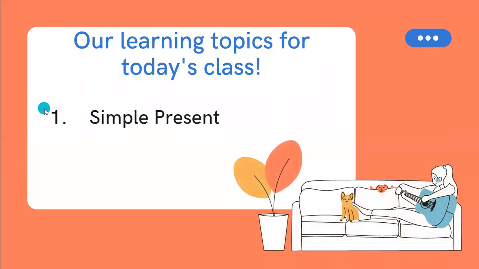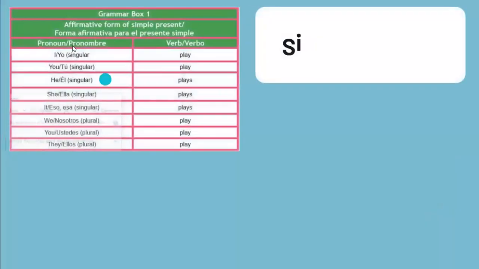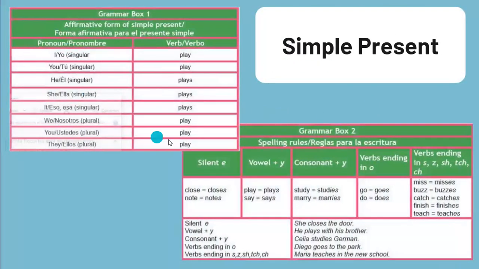Today, we're going to learn about simple present. And this is a very simple tense. Here we have the pronouns and then we have the verb. And as you can see, only for the pronouns he, she, and it, we add an S.